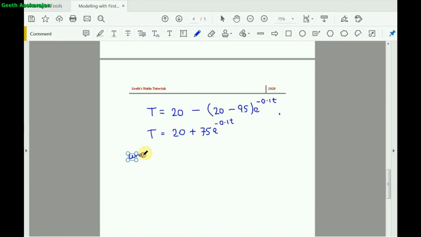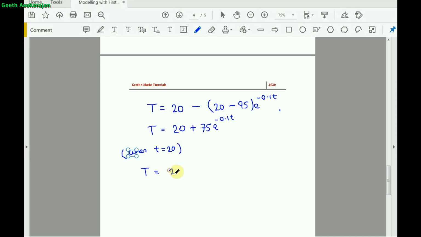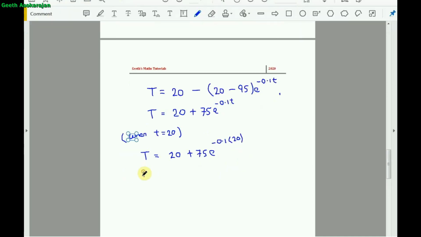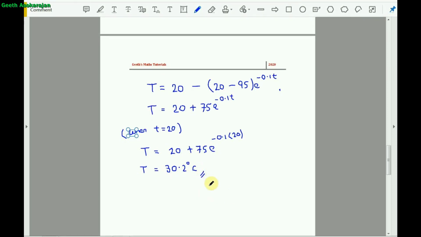So when t is equal to 20, capital T, the temperature of our object, is 20 plus 75 e to the minus 0.1 multiplied by 20. And this is where the calculator kicks in. Roughly, to one decimal place, 30.2 degrees C. So that being the temperature of our coffee after 20 minutes.